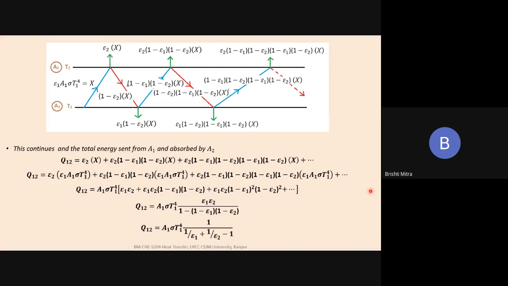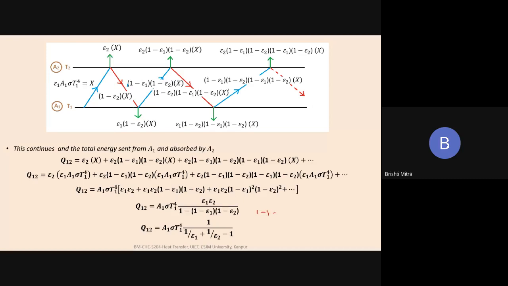And if I write the sum of the infinite series, this term remains the same, A1 sigma T1 to the power 4, times epsilon 1 epsilon 2 divided by 1 minus epsilon 1 into 1 minus epsilon 2. Now if I divide the numerator and the denominator by epsilon 1 epsilon 2, what do I get? The numerator becomes 1. The denominator, if I expand it, will be 1, and if I multiply this term, this would again be equal to 1.